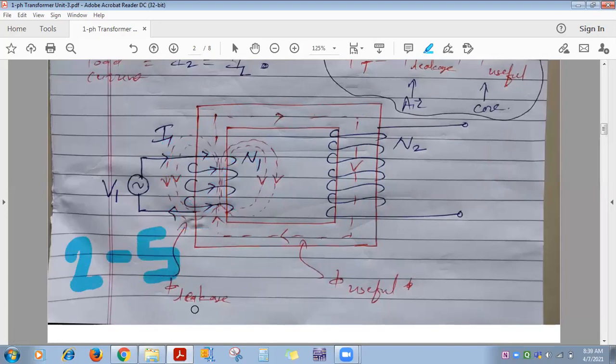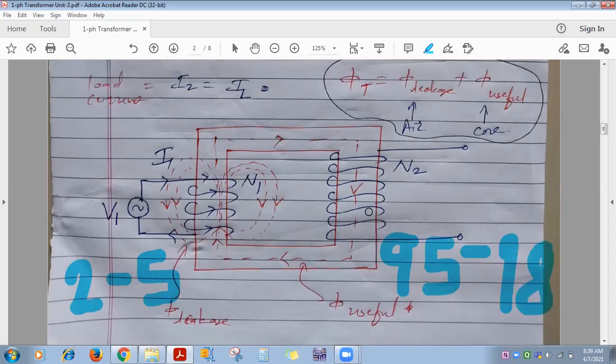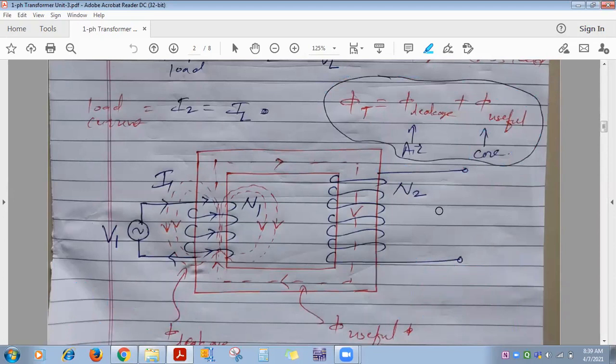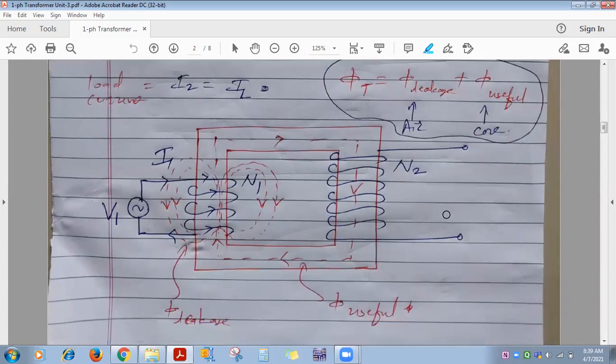So leakage flux is 2 to 5%, and 95 to 98% is useful flux, isn't it? Here I have written: total flux is useful flux plus leakage flux. Useful flux completes its path through the core, and leakage flux completes its path through air. Got it, everyone, about leakage flux and useful flux? Any difficulty with this?